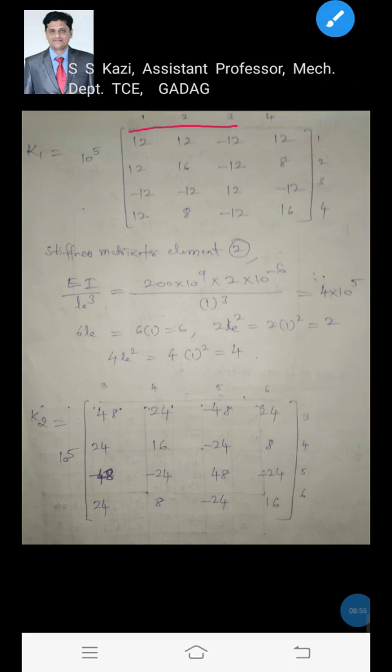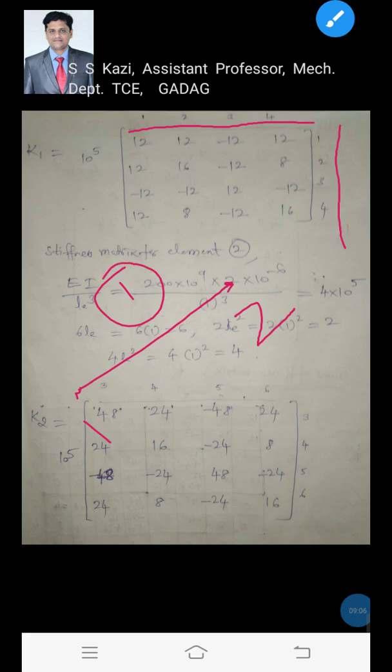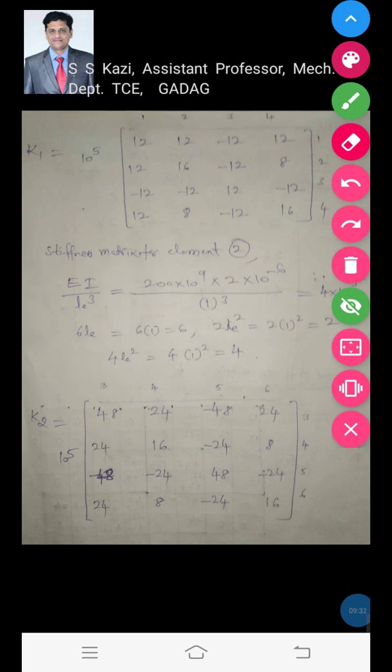And I wrote here the DOF numbers for element 1: 1, 2, 3, 4, because element number 1 has nodes 1 to 2, and at each node there are 2 unknowns. DOF numbers will be 1, 2 for node 1 and 3, 4 for node 2. That means DOF number 1 indicates the deflection and DOF number 2 indicates the rotation at node 1, DOF number 3 indicates deflection at node 2, and DOF number 4 indicates rotation at node 2. That's why I wrote 1, 2, 3, 4 for element 1.